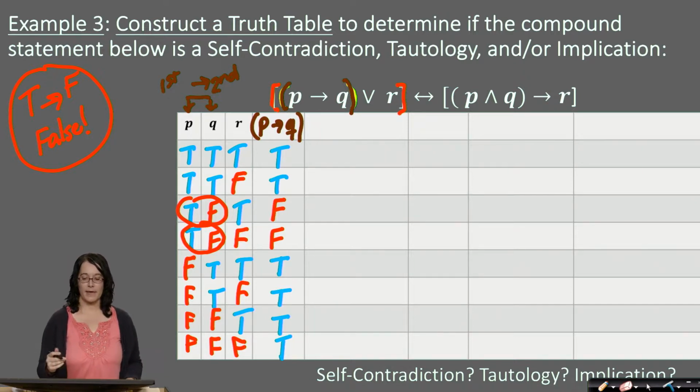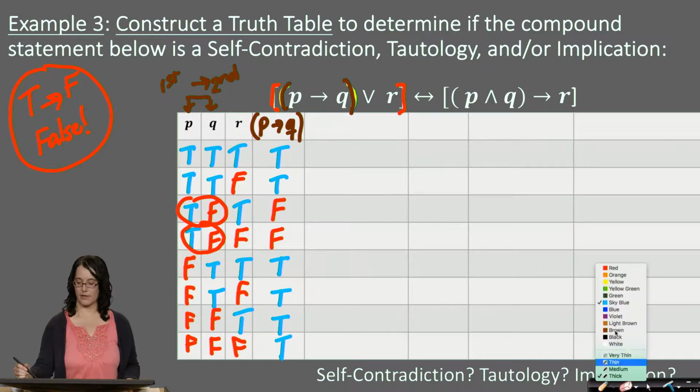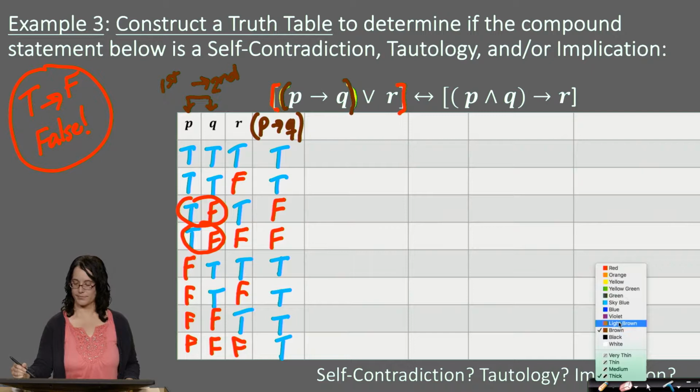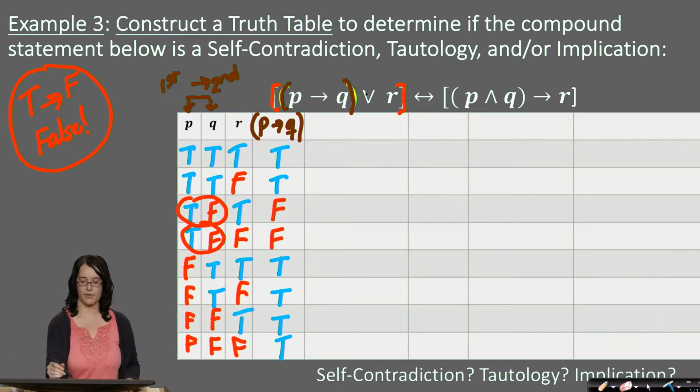Okay. Now that we have if P then Q, we're going to continue building out this first bracket by connecting it with the or R. So let's do that together. Look at my black color again. Maybe I'll do purple. Here we go. So or R. Okay. So we're going to do parenthesis, P, then Q, close parenthesis, or R.